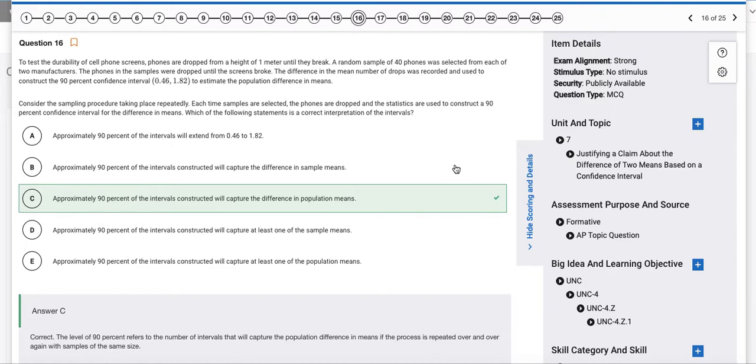Okay, number 16, asking more about, do you understand what a confidence interval is? Remember, a confidence interval wants to capture the difference in population means. So you may be tempted to choose B, but we're not talking about the difference in sample means. We're trying to make an interval that tells us something about the population means, because we don't know what that is. We know what the sample mean is.